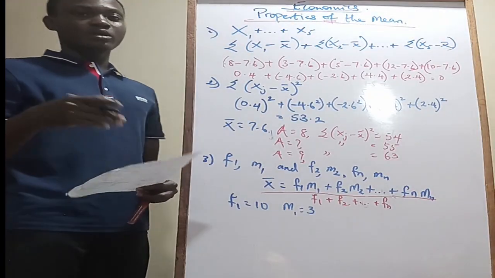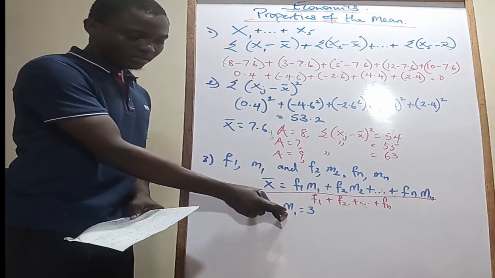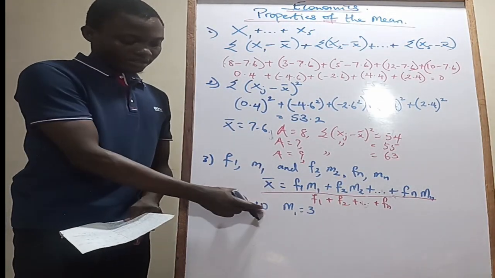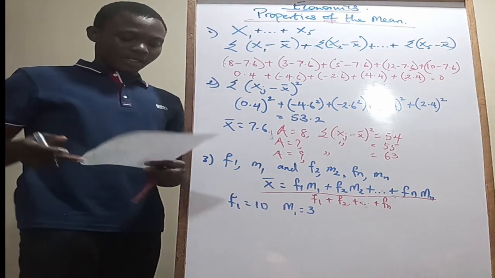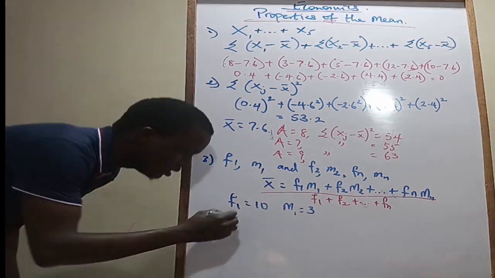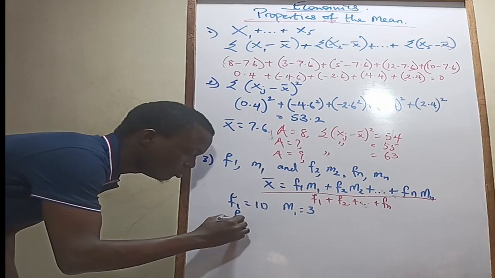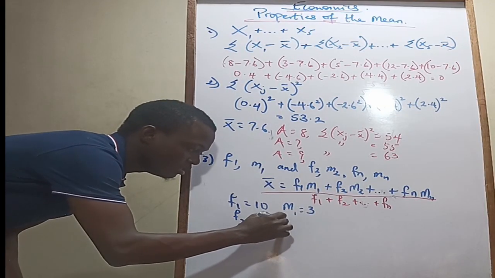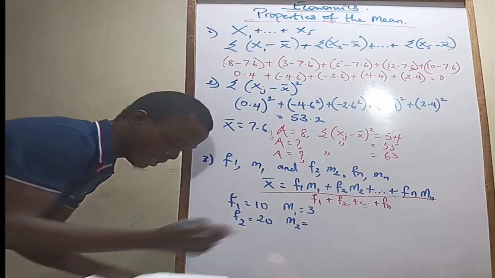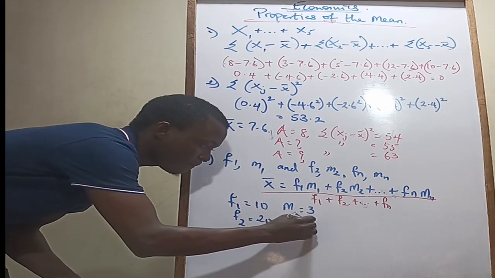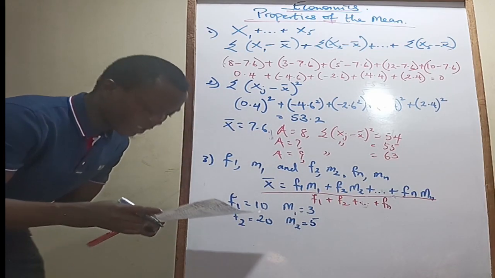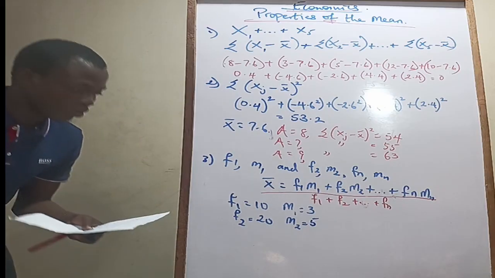So we are told that the mean of 10 numbers is 3. And then the mean of 20 numbers, how do you write that? That means your f2 will be 20 numbers, right? So the mean of 20 numbers is given as 5. So the question then says, calculate the overall mean.